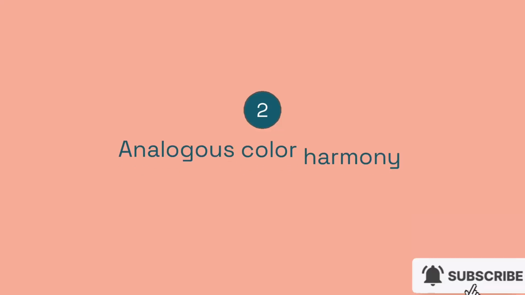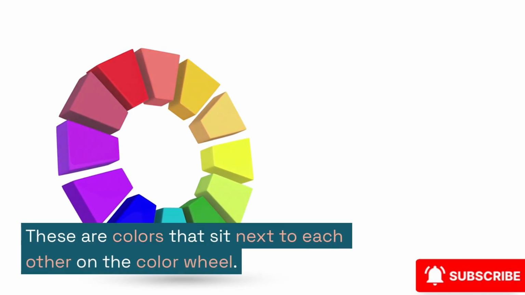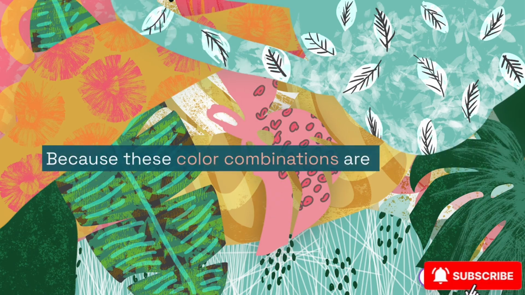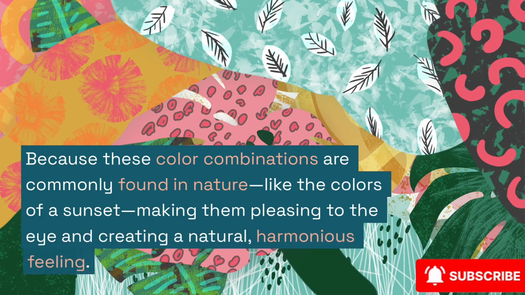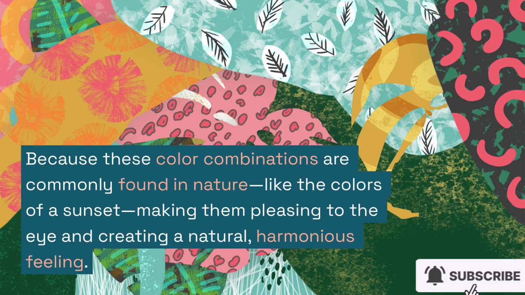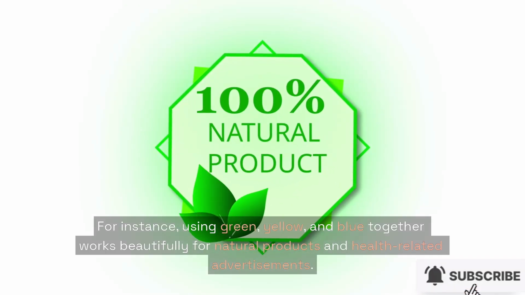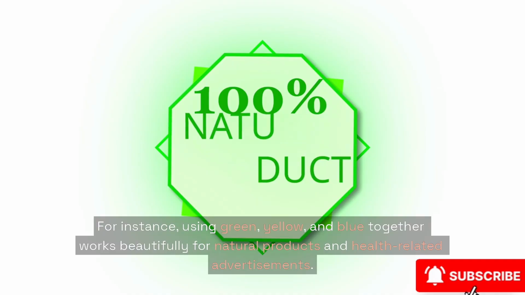The second method is called analogous, or neighboring colors. These are colors that sit next to each other on the color wheel. For example, yellow, yellow-green, and green. Why do we use this method? Because these color combinations are commonly found in nature, like the colors of a sunset, making them pleasing to the eye and creating a natural, harmonious feeling. For instance, using green, yellow, and blue together works beautifully for natural products and health-related advertisements.